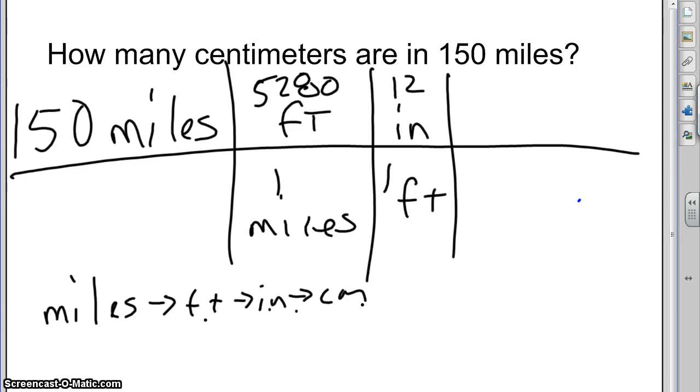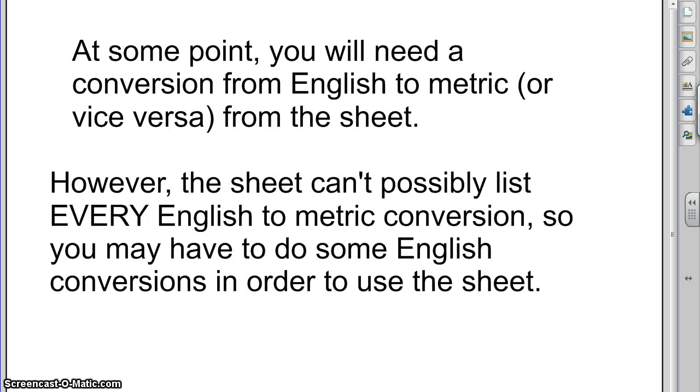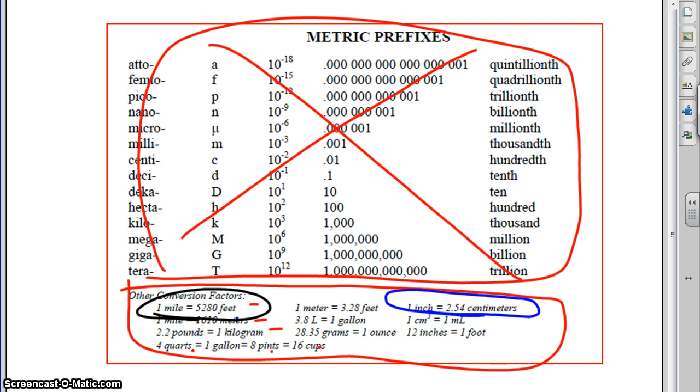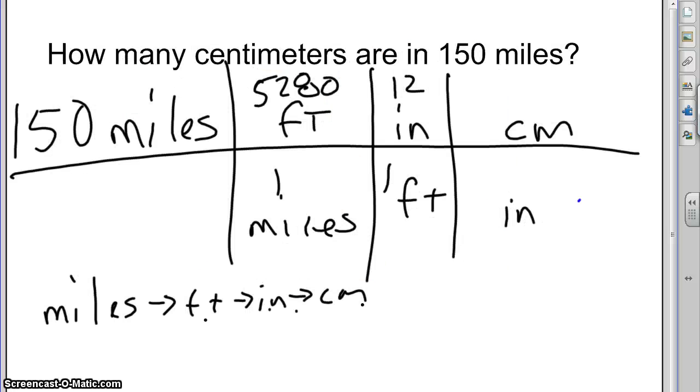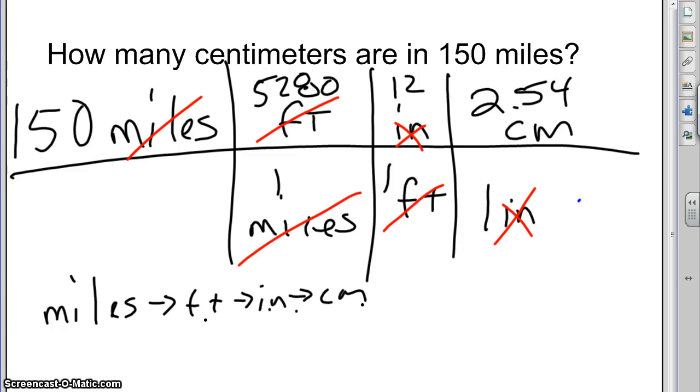So now we've got it to feet, we've got it to inches. Now inches to centimeters, so we want to get rid of inches, write it on the bottom. We want to get centimeters on the top. If we go back here, we circled earlier that 1 inch is equal to 2.54 centimeters, so we can write 1 inch is equal to 2.54 centimeters. So if we check our units here, miles cancels, feet cancels, and inches dies. And the only unit left standing is centimeters.